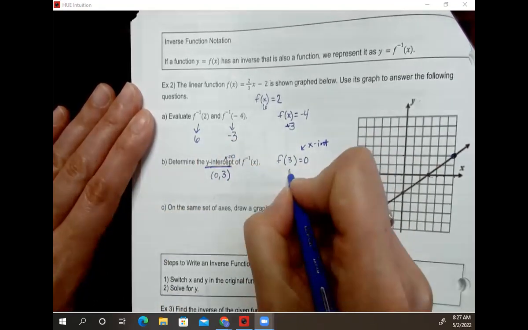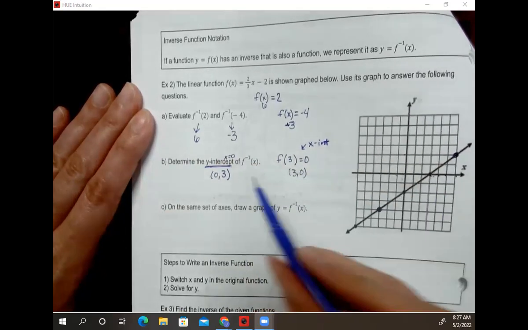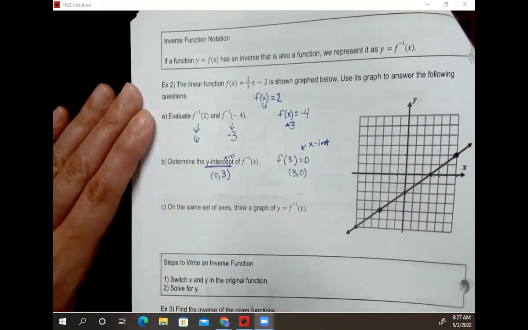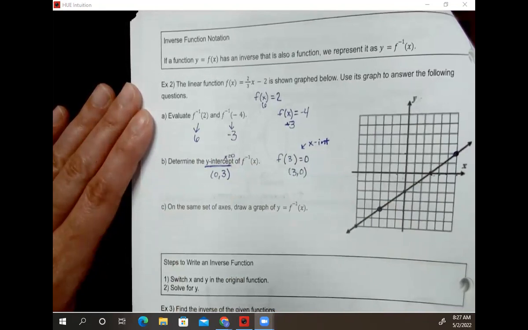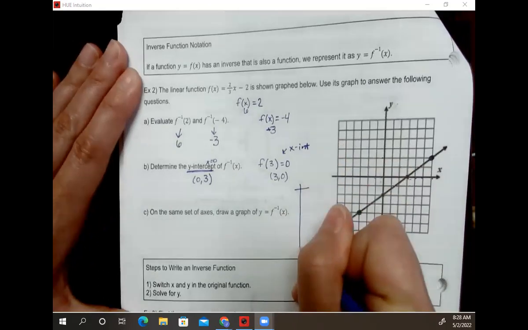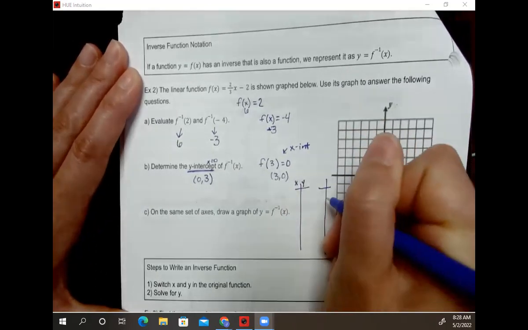Here I have the point 3, 0. That's my x-intercept. So on my inverse function, when I swap their places, that gives me the y-intercept, 0, 3. Now let's go ahead and graph our inverse function. On the same set of axes, let's draw the graph for our inverse function. So what I'm going to do is list off the points from my original and swap them. For me, that's the easiest way to get that inverse graph.